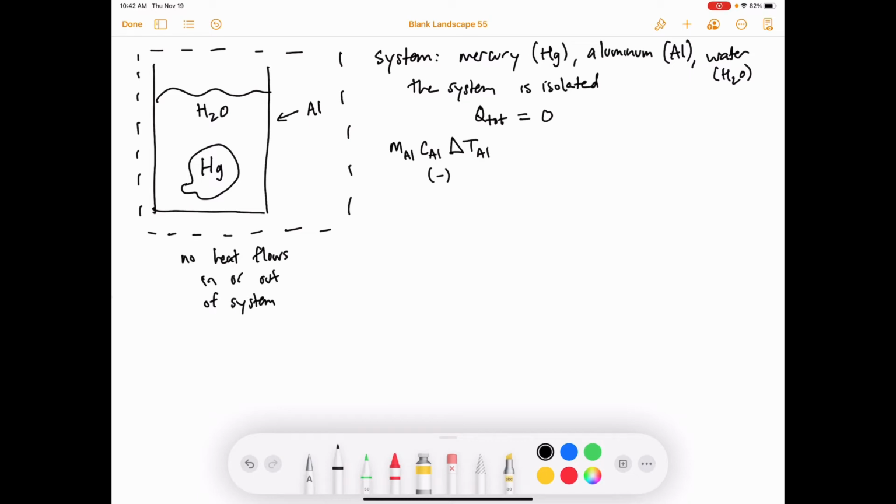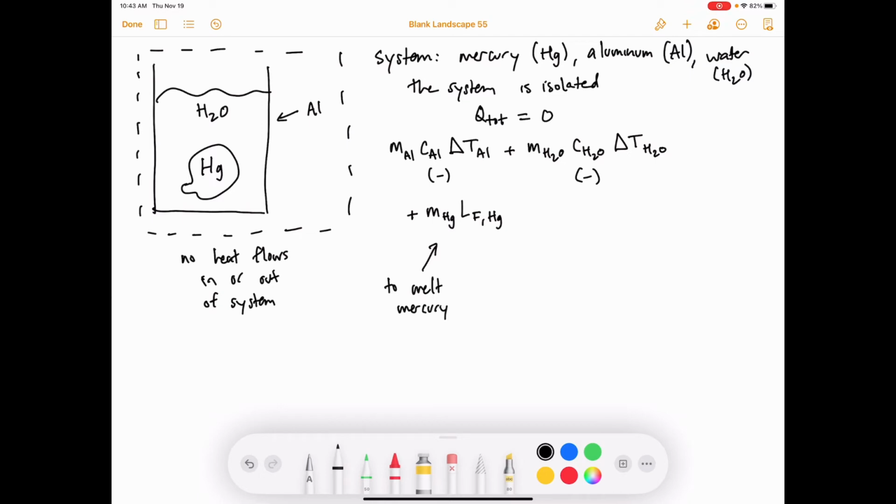And then similarly, for the water, we're going to have the mass of the water times the specific heat of the water times the temperature change of the water. And again, the water cools off, so that's going to be a negative heat for the water. But then for the mercury, a couple things happen. First, the mercury melts. So it has a positive latent heat term, which is M for the mercury times the latent heat of fusion for the mercury. So this is the heat required to melt the mercury.